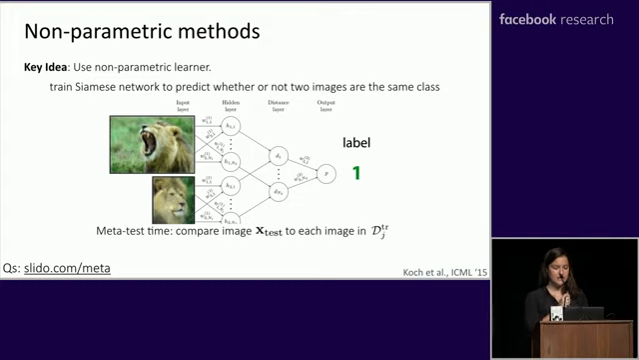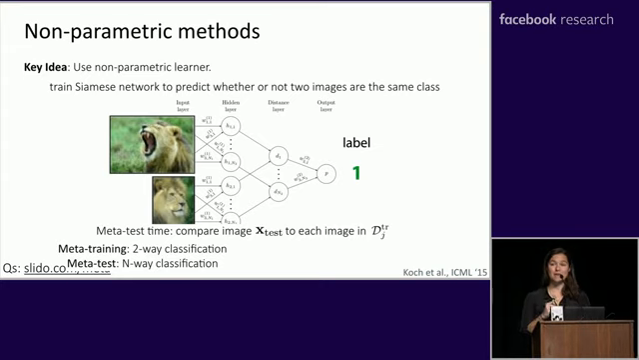OK, so in this case, meta training is going to be a two-way classification problem, and then meta testing is going to be an n-way classification problem by doing all of these pairwise comparisons. So now, to improve upon this approach, you might ask, well, can we make meta training and meta testing match? Can we train it such that it can actually perform effective n-way classification?